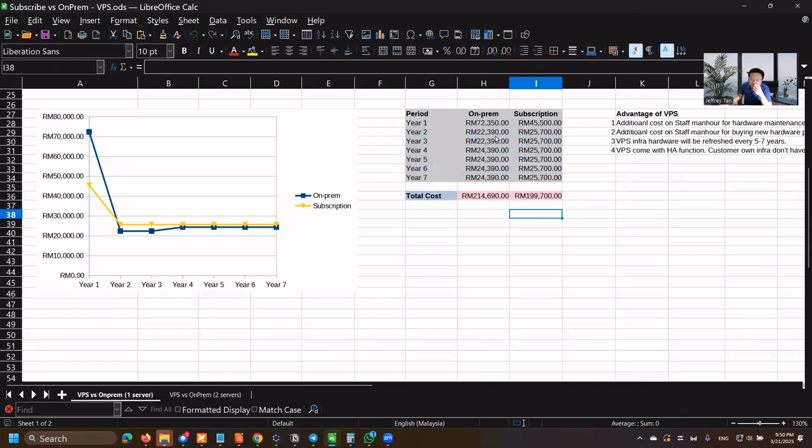We just try to help you sum up the cost of the entire period of time, 7 years, and how the cost changes along the time. This column is about the on-prem, at the end about 214,000, and for the cloud server, the subscription is about 200K. So you will see some saving.